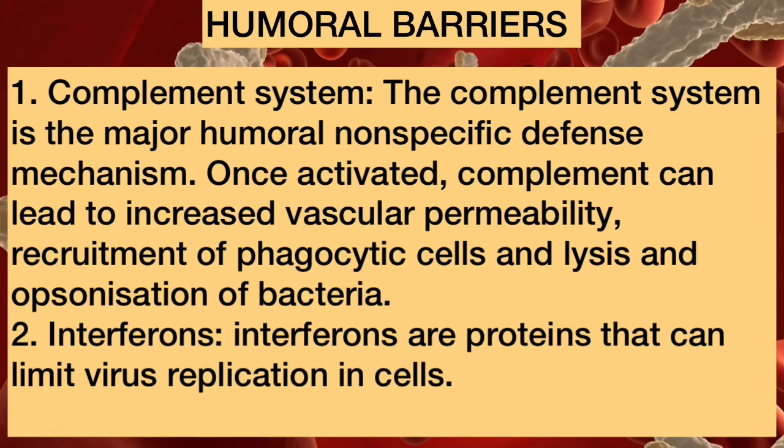Firstly, we have the complement system. The complement system is a major humoral non-specific defense mechanism. Once activated, complement can lead to increased vascular permeability, recruitment of phagocytic cells, and lysis and opsonization of bacteria. Secondly, we have interferons. Interferons are proteins that can limit virus replication in cells.